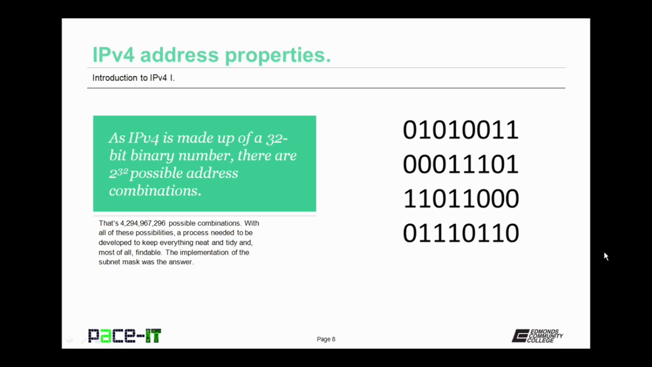IPv4 is made up of a 32-bit binary number. That means there are 2 to the 32nd power possible address combinations. That gives us 4,294,967,296 possible address combinations. With all of these possibilities, a process needed to be developed to keep everything neat and tidy, and most of all, findable. The implementation of a subnet mask was the answer, and I'll get to that subnet mask in just a moment.